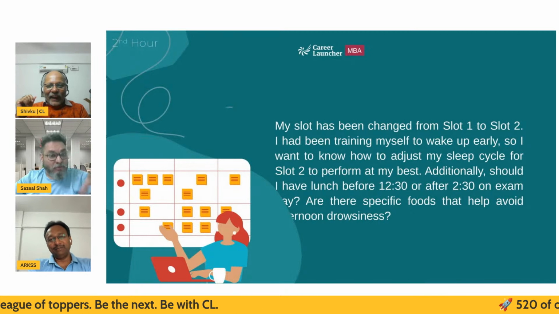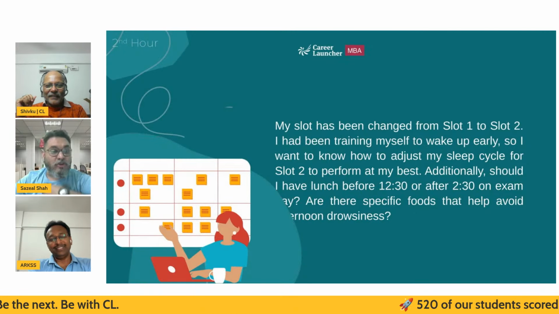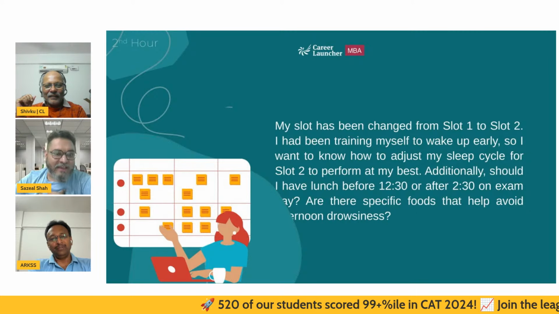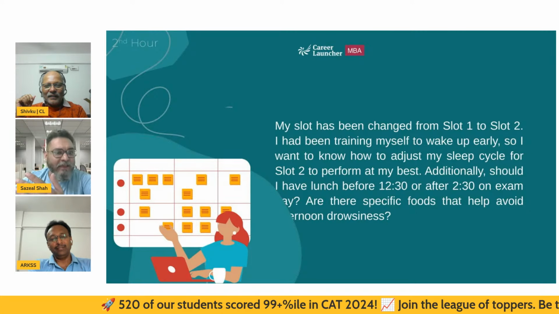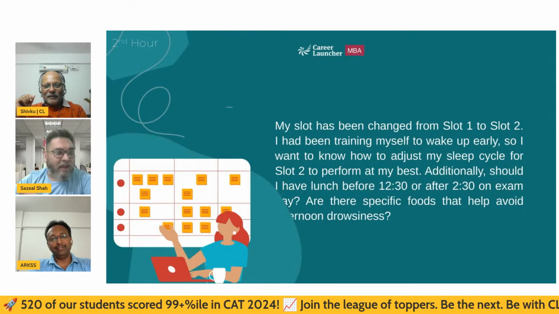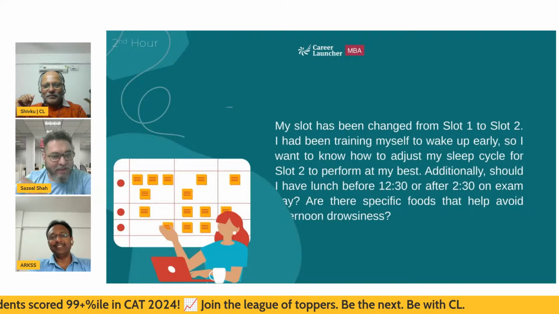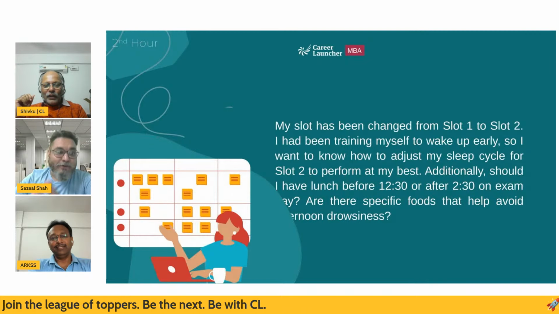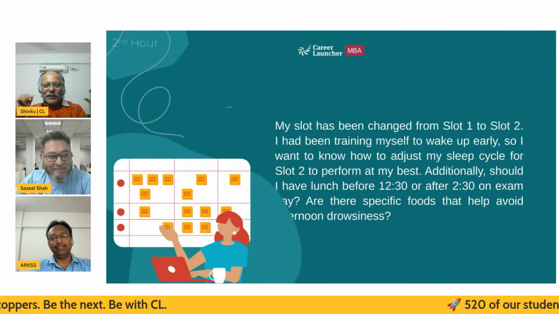Right, so I have this problem, by the way. Aks and Shivku, I pray every year that I don't get slot 2. Because I get hungry in the middle of the exam, not before it, so I can't eat and go, and then I get hungry, and then I get hangry, and it comes out in the paper in the wrong way. So slot 2 is very bad for me. But then you have to train. Should I have lunch before 12:30 or after 2:30 on the exam day?